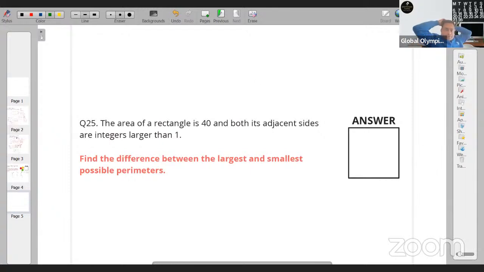Are we done? No, sir. I only know to calculate area, but not perimeter.